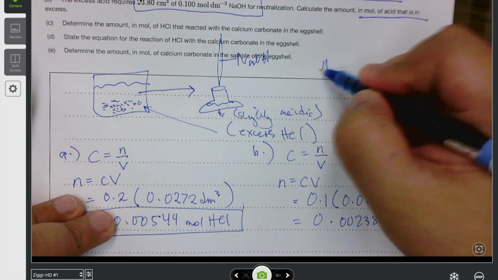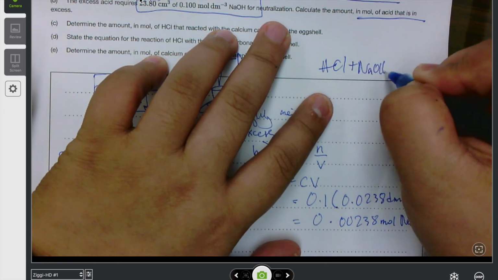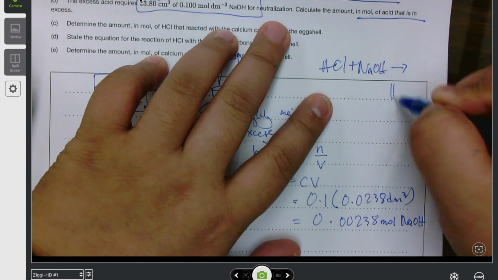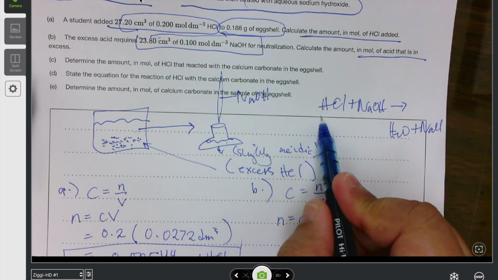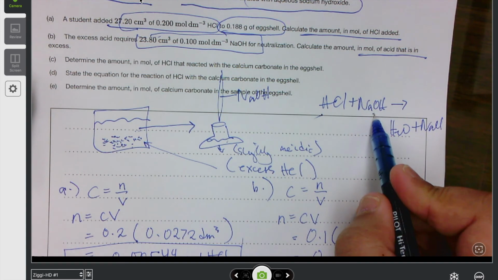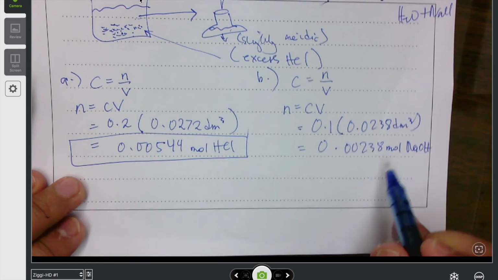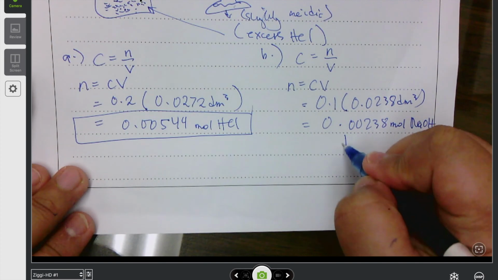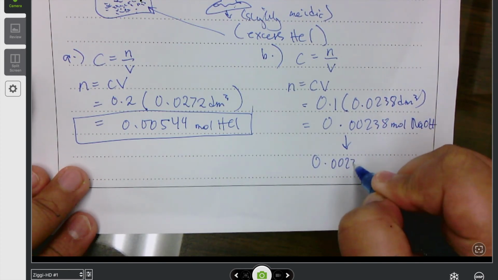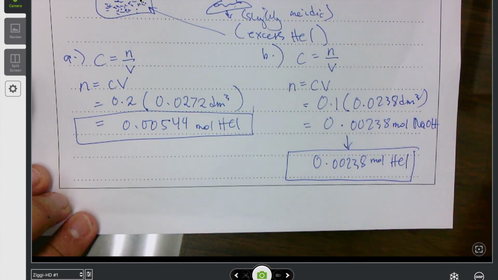Now how do I know the mole of the acid? Well, you actually need a balanced equation. HCl plus NaOH forms water plus NaCl. So in the balanced equation, 1 mole of HCl reacts with 1 mole of NaOH, right? So if we have 0.00238 mole of NaOH, 1:1, it means you also have 0.00238 mole of HCl. Okay, questions for B?